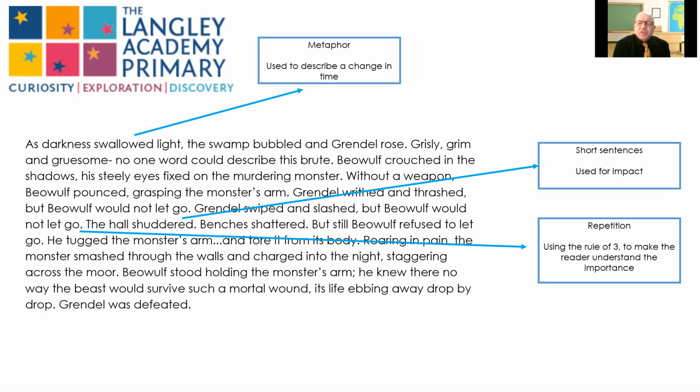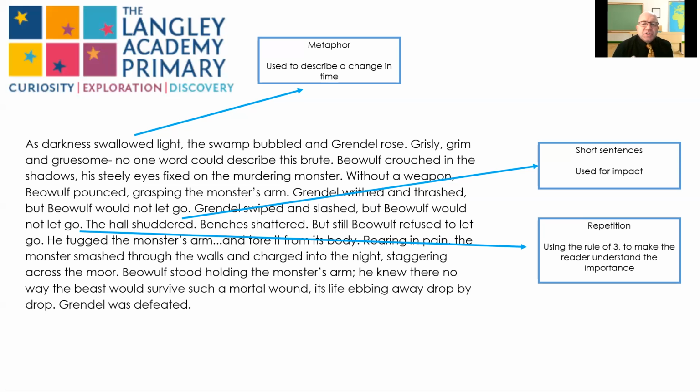Repetition. We're back to this rule of 3 again. In this case, it's Beowulf not letting go. It highlights the importance of this action. So the first one, Grendel writhed and thrashed, but Beowulf would not let go.